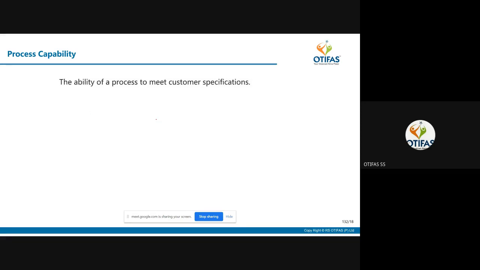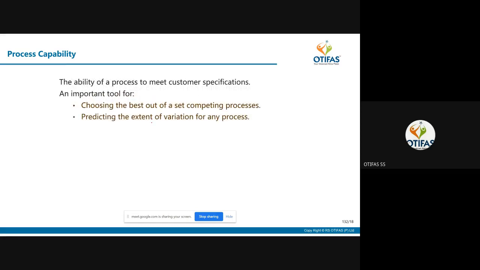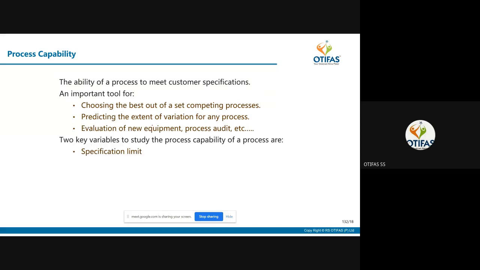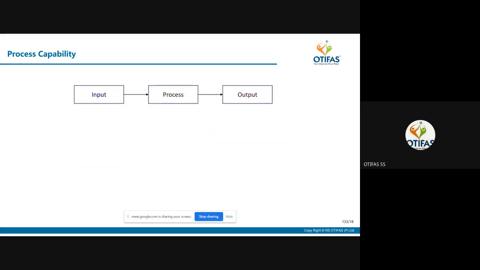Process capability is the ability of the process to meet the customer specification. It's an important tool that can be used for the selection of the best of two competing processes, predicting the extent of variation in any process, etc. Now, let's try to understand what is process capability. We know what a process is: a set of activities that transforms input into output.